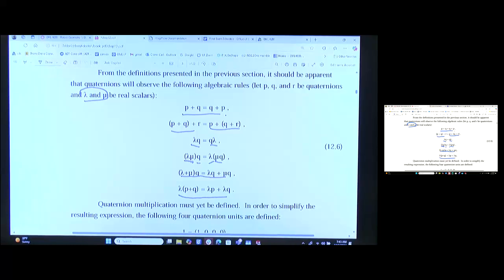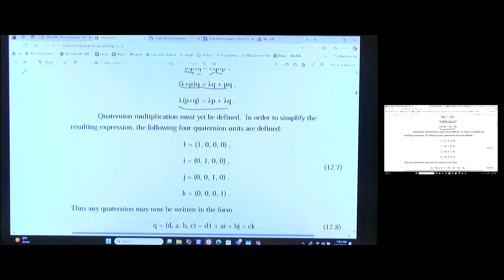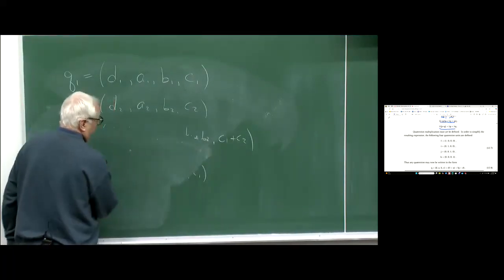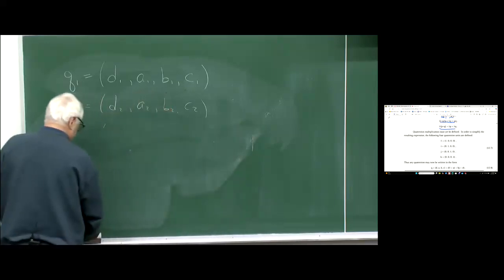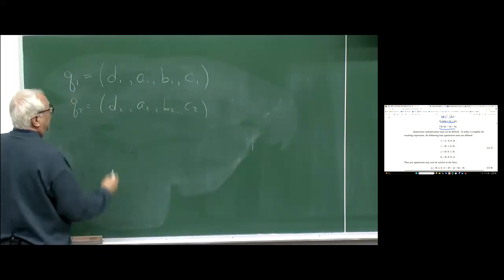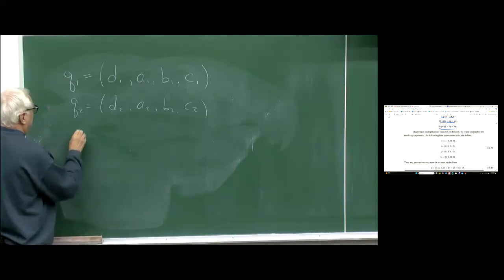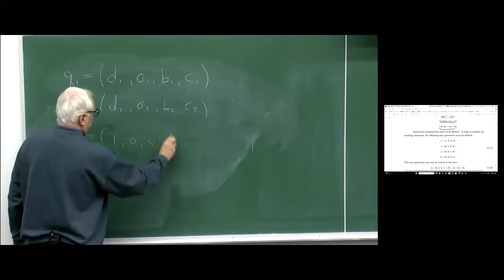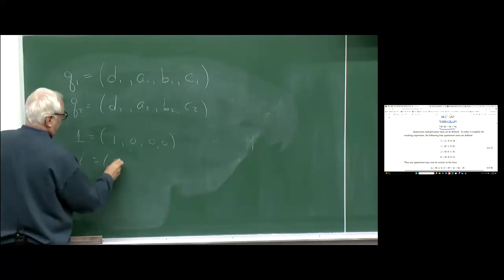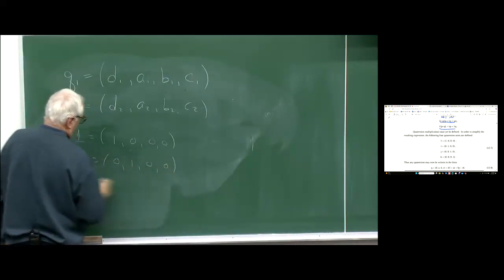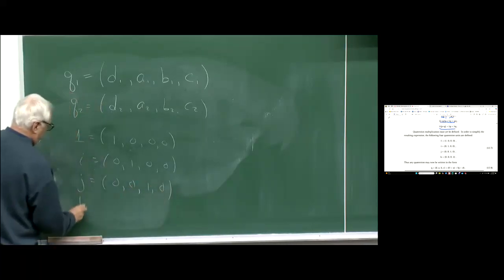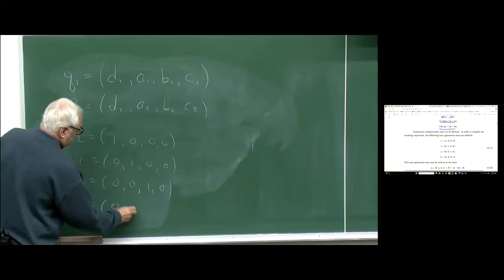So what's left, though, is quaternion multiplication. And quaternion multiplication has a long story to it. So to begin with, this fellow Hamilton is credited with what we're going to do here with multiplication. He went ahead and defined some special quaternions. So the quaternion 1 is going to be 1, 0, 0, 0. The quaternion I is going to be 0, 1, 0, 0. The quaternion J is going to be 0, 0, 1, 0. And the quaternion K is going to be 0, 0, 0, 1.